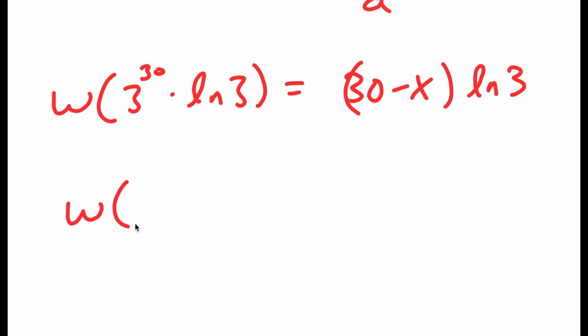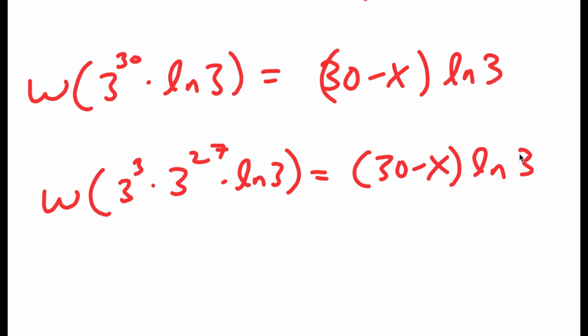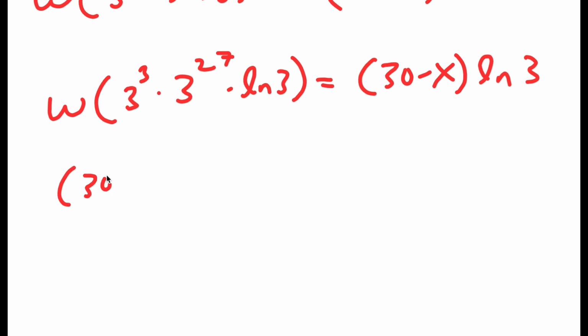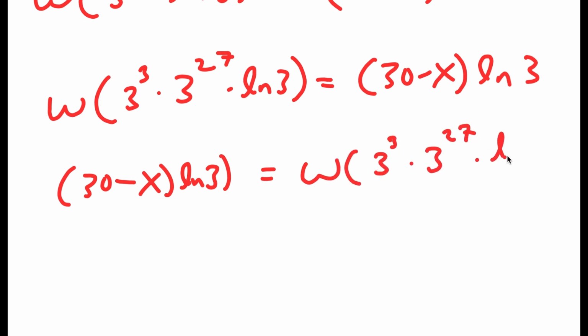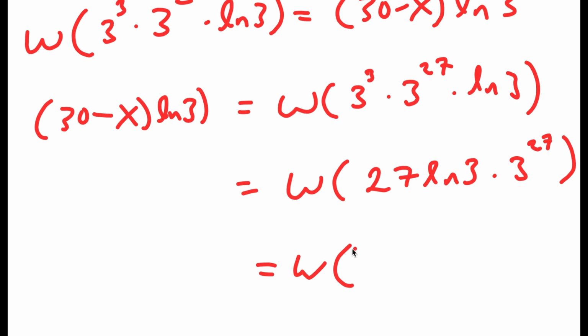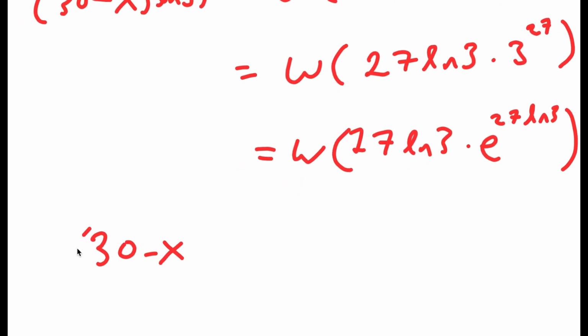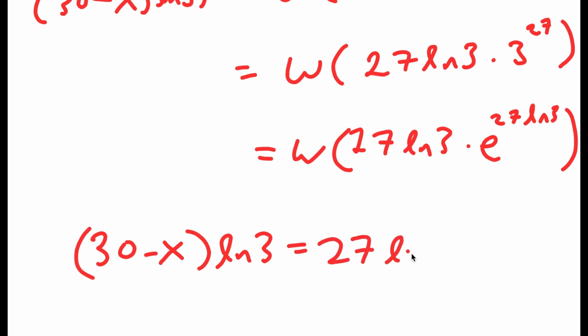Now for my left-hand side, I'm going to rewrite this as 3 to the power of 3 times 3 to the power of 27 times ln 3. And let me actually put that on the right-hand side. So I have W of 3 to the power of 3 times 3 to the power of 27 times ln of 3, which is equal to the W of 27 times ln 3 times 3 to the power of 27, which is equal to the W of 27 times ln 3 times e to the power of 27 times ln 3, which in this case is just 27 ln 3. So I get 30 minus x times ln 3 is equal to 27 times ln 3.